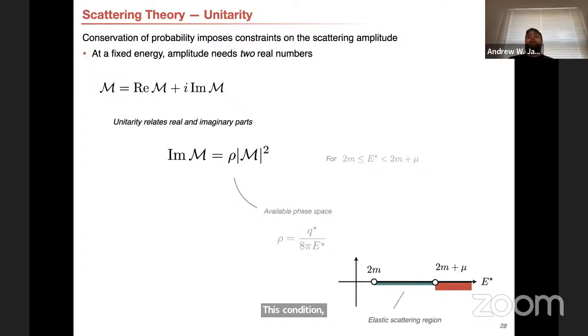So this is the unitarity condition on the scattering amplitude. At a fixed energy, the amplitude needs two real numbers, as I said, the real part and the imaginary part.